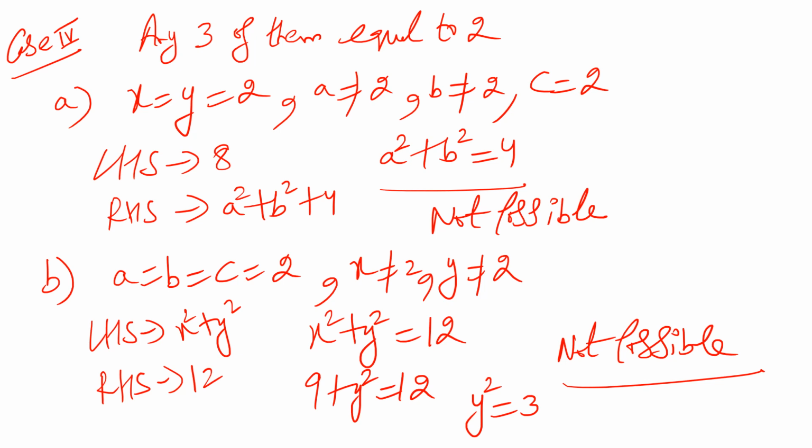Obviously you cannot take X as 5 or 7 because those are bigger numbers. So the other variable Y square will come as negative. That's not possible. So that means this case is also ruled out. Now we move to the remaining situations.